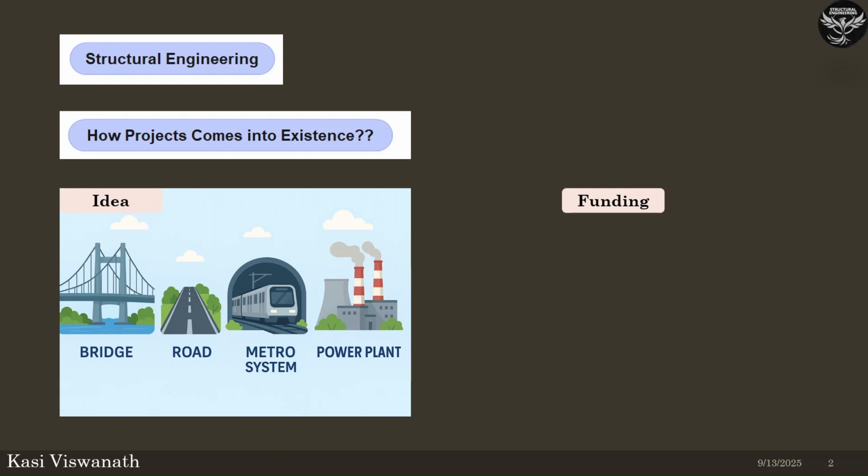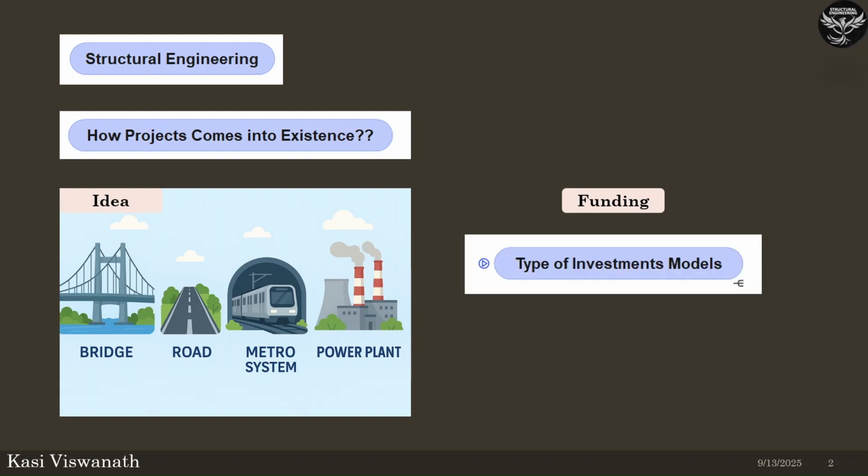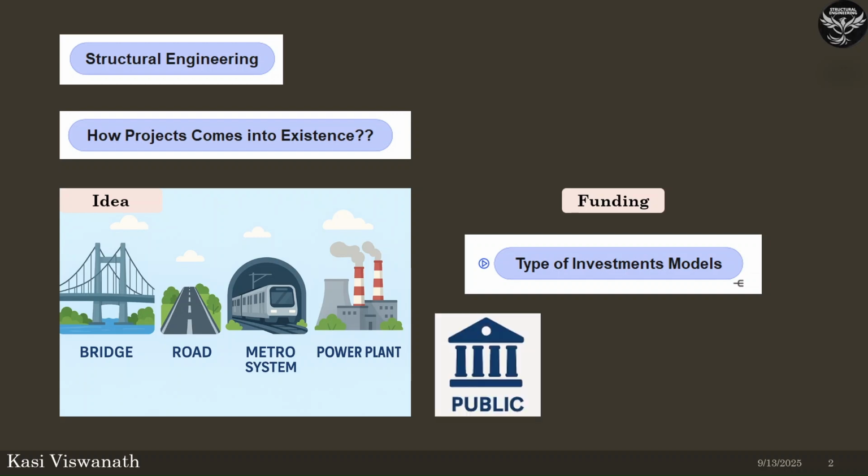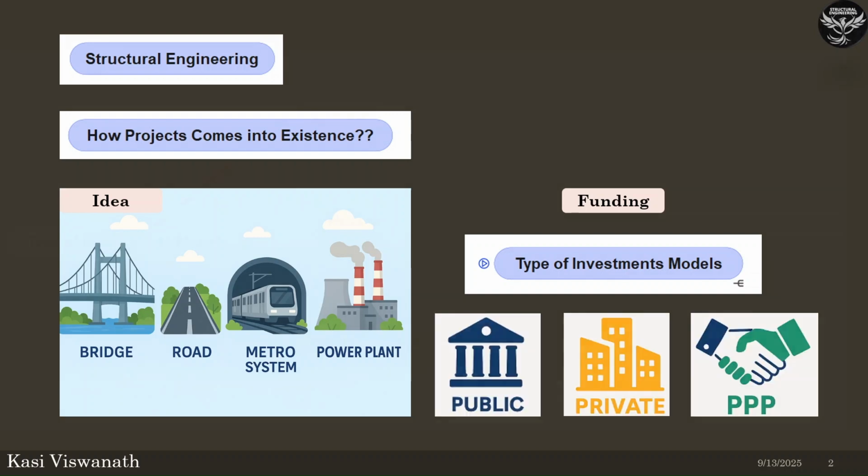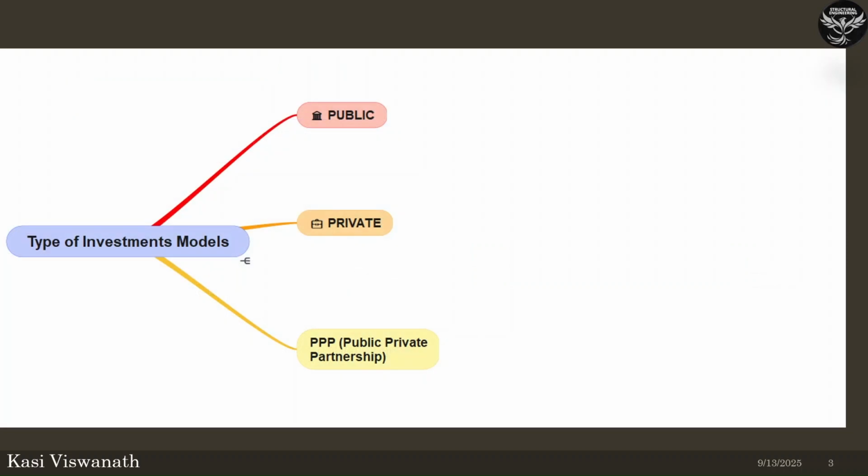So, before understanding the role of structural engineering, let's first explore the types of investment models that shape how infrastructure projects are created. Today we'll explore three major models: public, private, and public-private partnership, how they differ, and the pros and cons of each. Let's begin. Our first investment model is the public model.